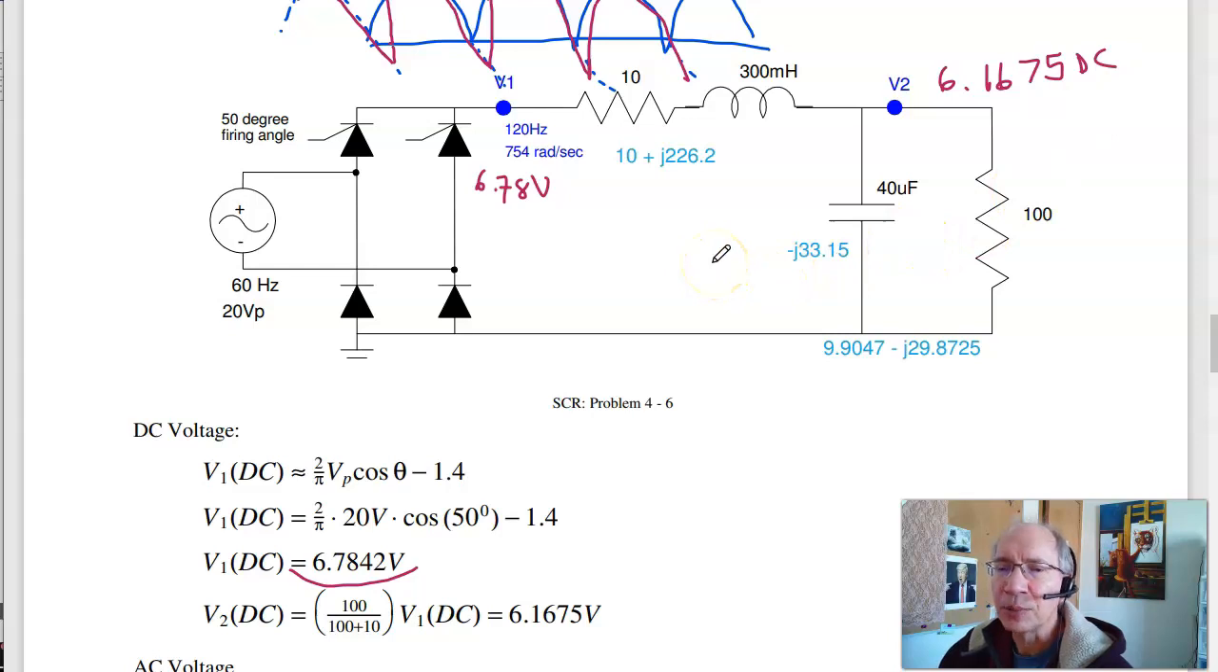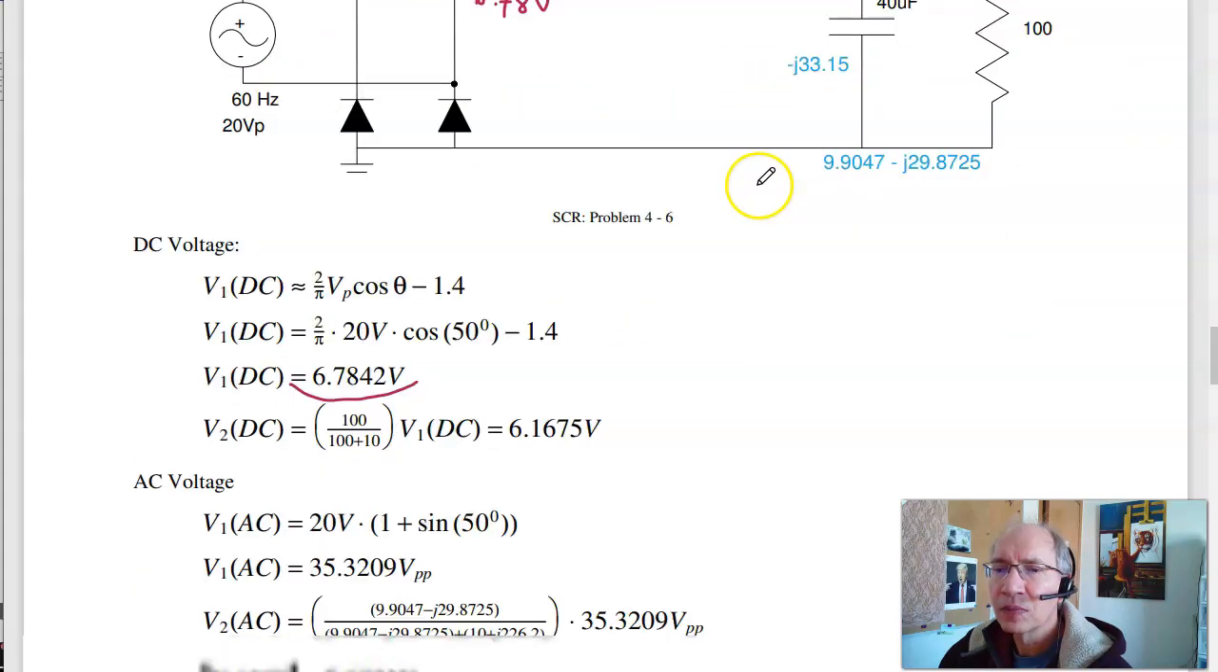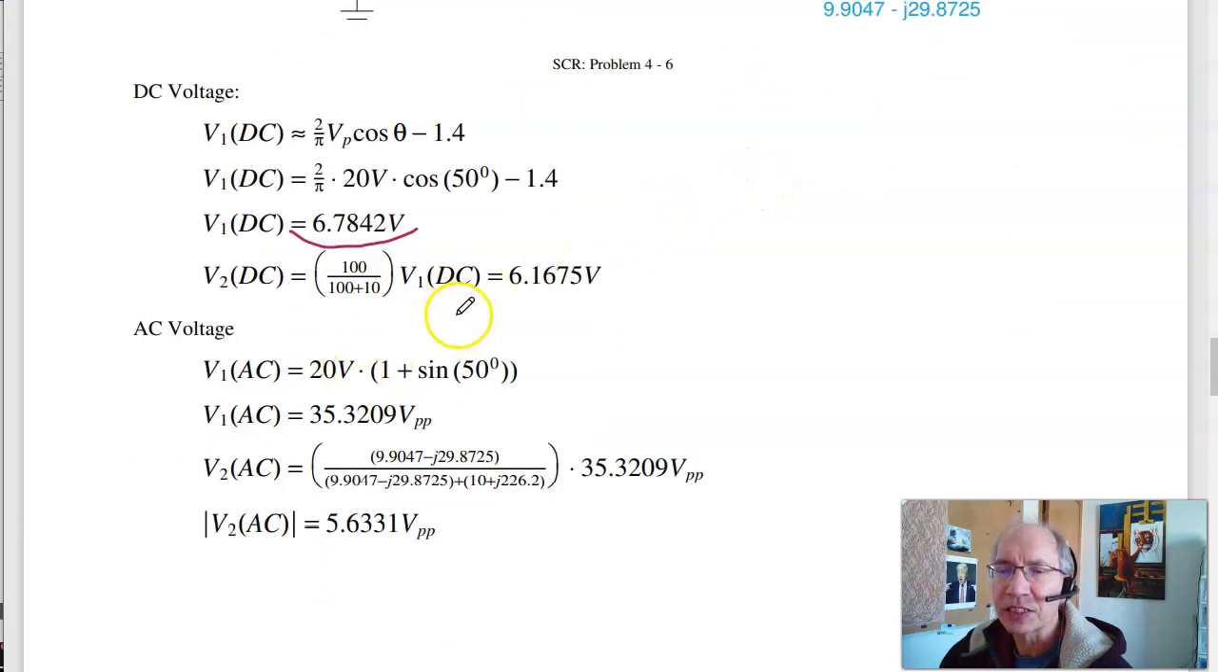AC term. Well, the AC, the peak is right here. There's the minimum. If I approximate that as the peak-to-peak voltage, which is a little bit wrong, but it's kind of what we do in this class, it's a 20-volt sine wave going from 1 to sine of 50 degrees, 35.32 volts peak-to-peak.